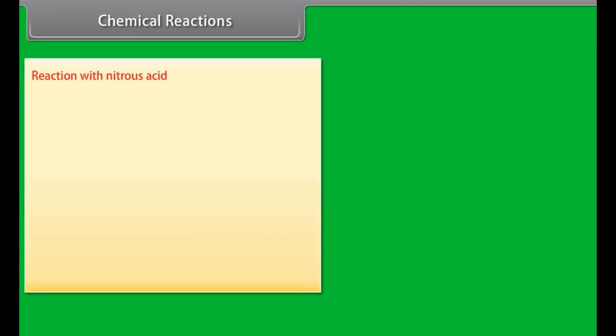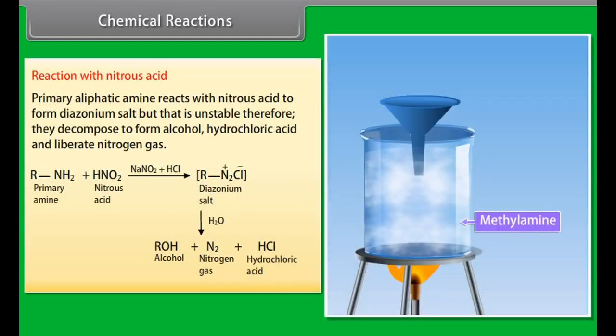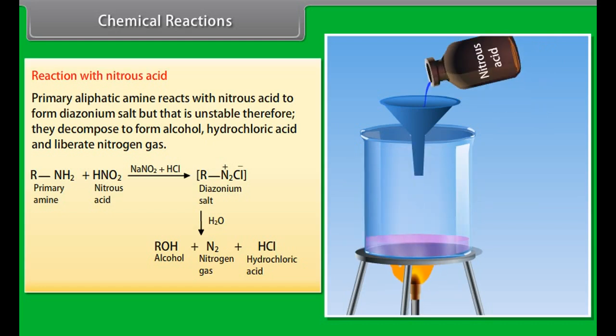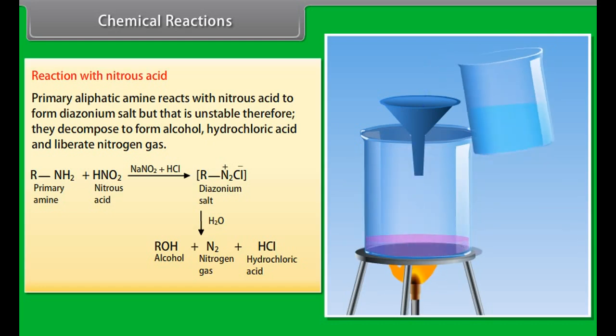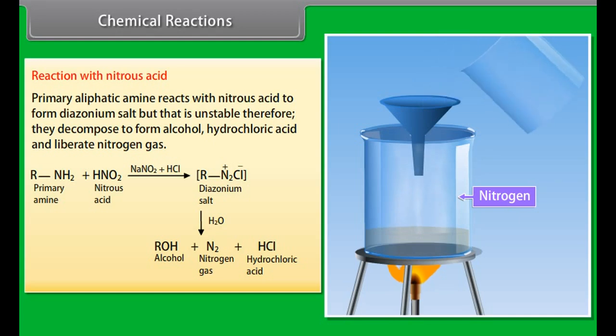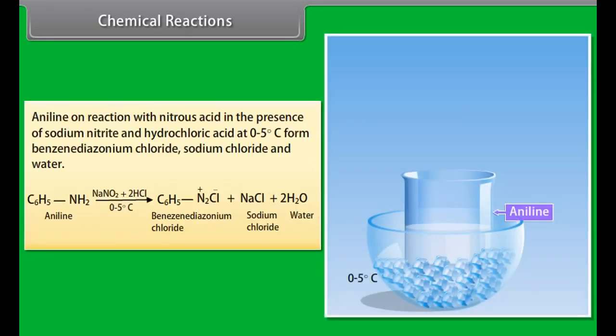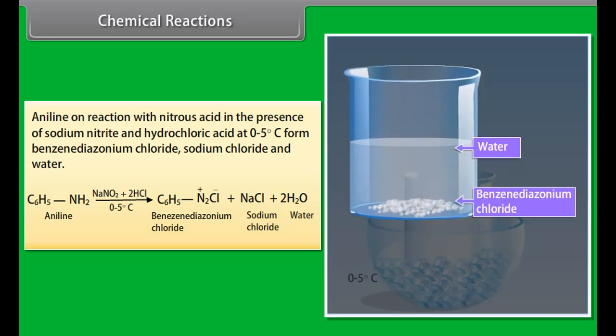Reaction with nitrous acid. A primary aliphatic amine reacts with nitrous acid to form a diazonium salt, but that is unstable. Therefore, it decomposes to form alcohol and hydrochloric acid, and liberates nitrogen gas. Aniline on reaction with nitrous acid, in the presence of sodium nitrite and hydrochloric acid at 0 to 5 degrees Celsius, forms benzene diazonium chloride, sodium chloride and water.